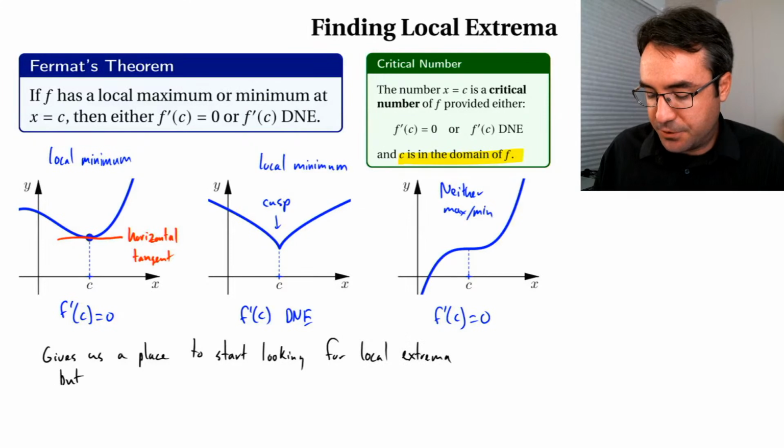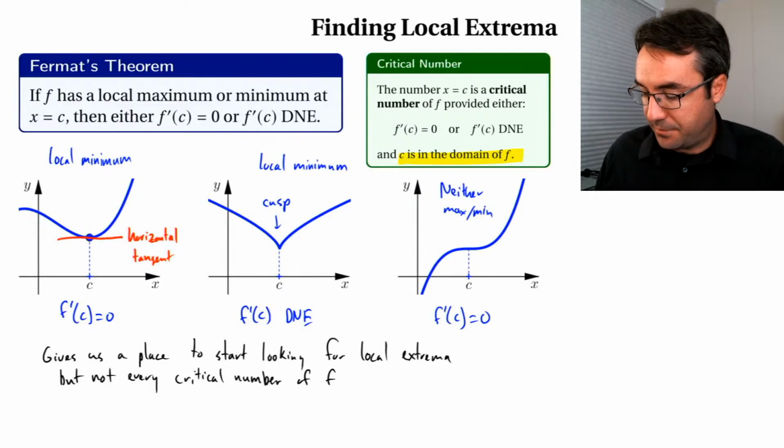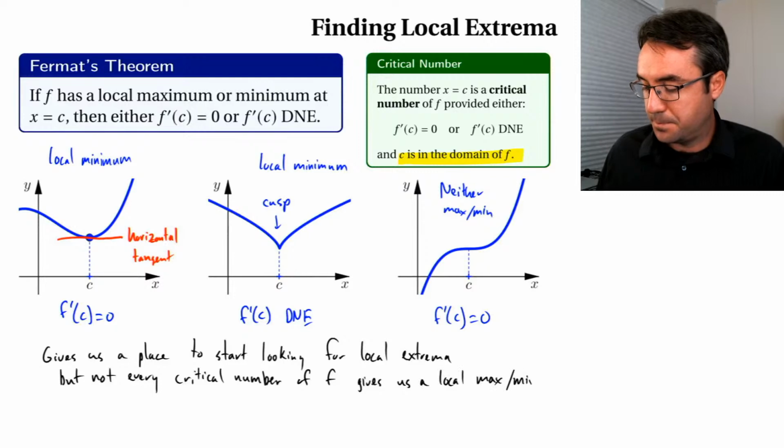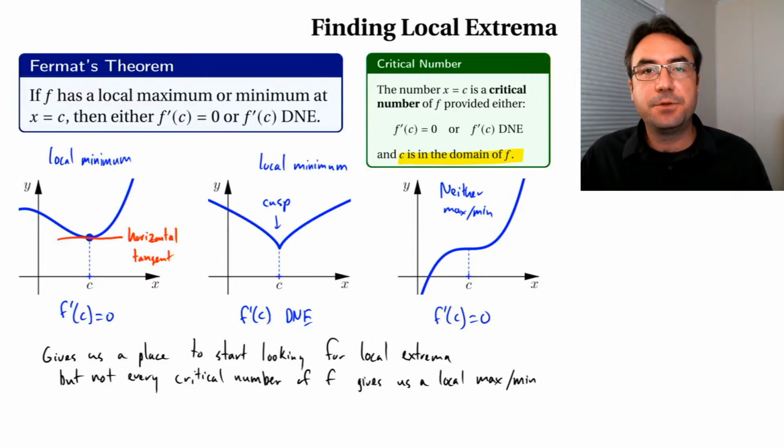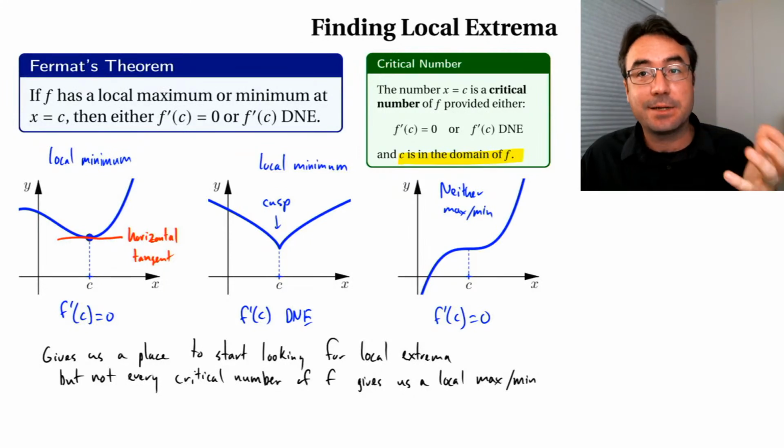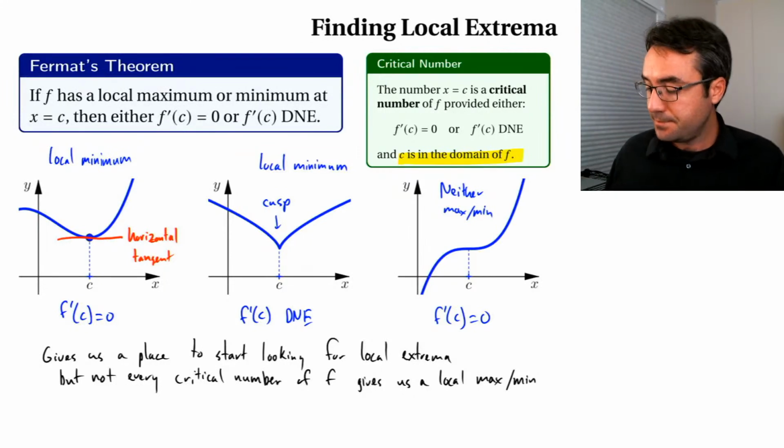But as that last graph shows, not every critical number of f gives us a local max or min. So it gives us a place to start looking, but we're going to have to do more work to figure out, is it a max or is it a min? All right.